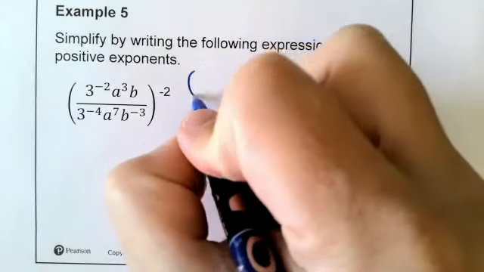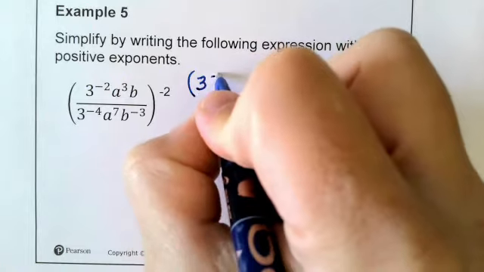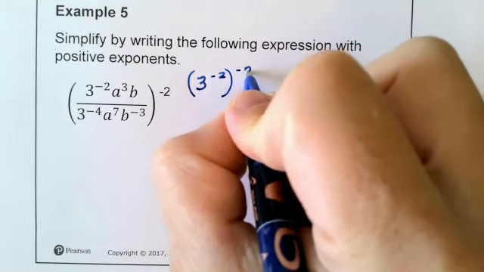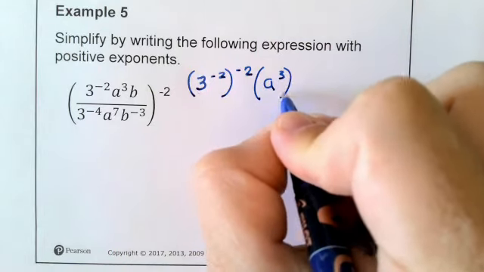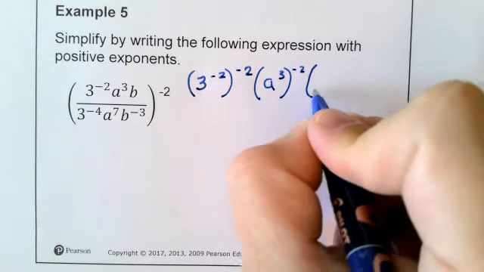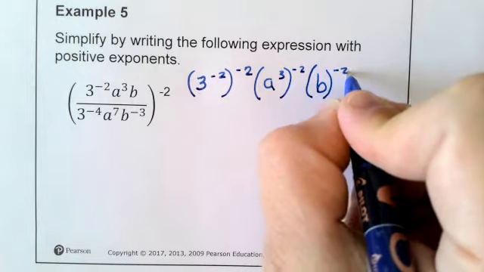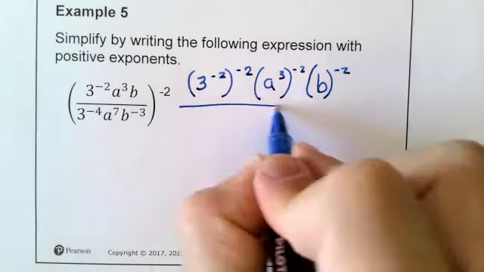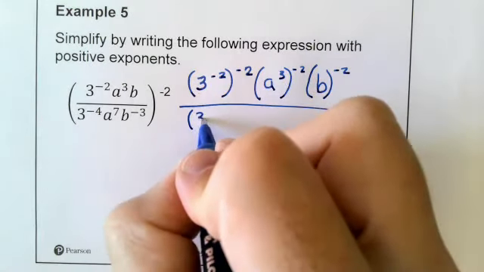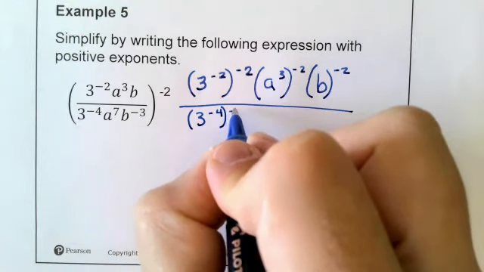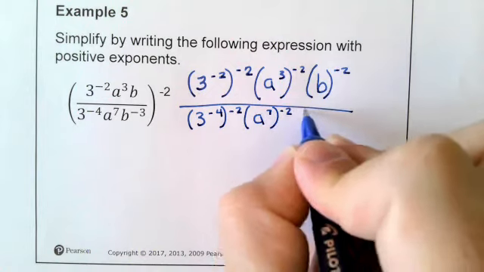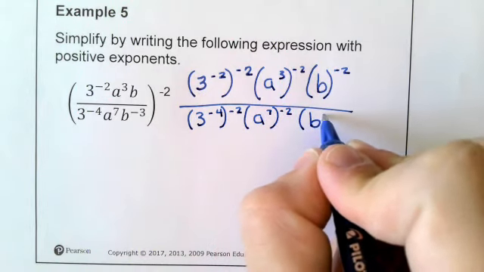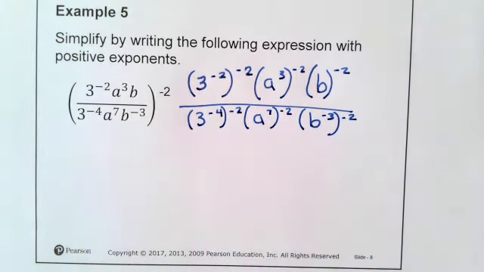So let's distribute that -2. 3 to the -2 raised to -2. A to the third raised to -2. And then B raised to -2. Over 3 to the -4th to the -2. A to the 7th to -2. B to the -3rd to the -2. Okay.